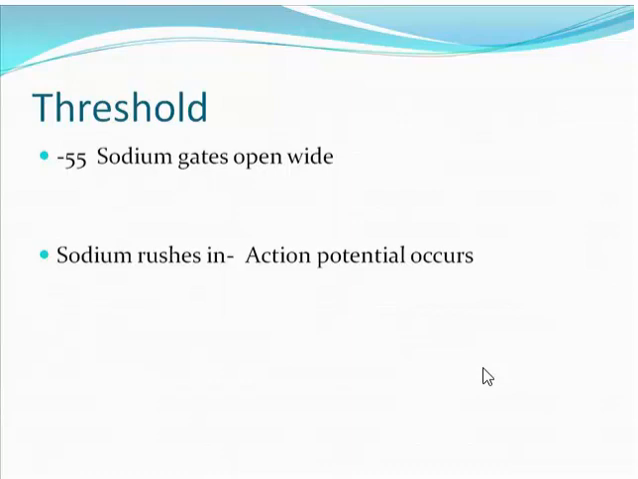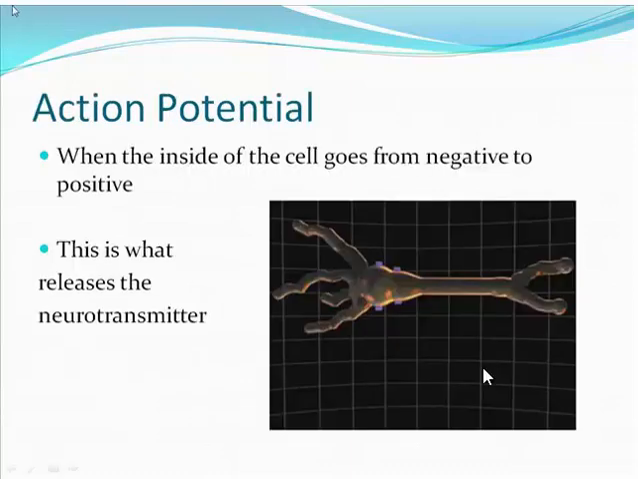And they open wide and the sodium rushes in. Now you say, why would the sodium rush in? Well, the gates are open, and remember it has two forces on it: the concentration gradient and the electrical gradient, both pushing it in. Once the sodium rushes in, that's an action potential. The inside of the cell goes from negative to positive. It reverses in polarity. When the inside of the cell goes from negative to positive, this is what releases the neurotransmitter. So let's take a look at this animation.